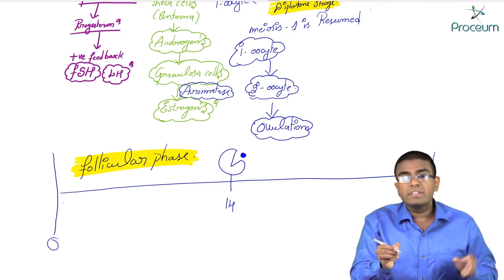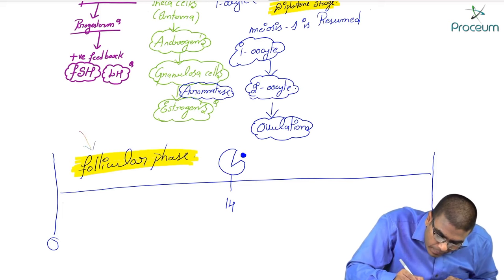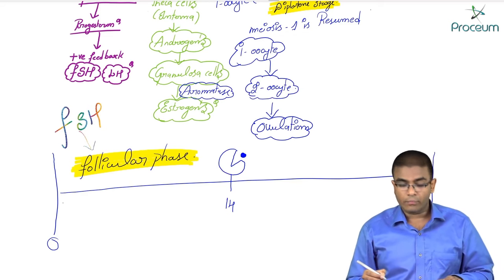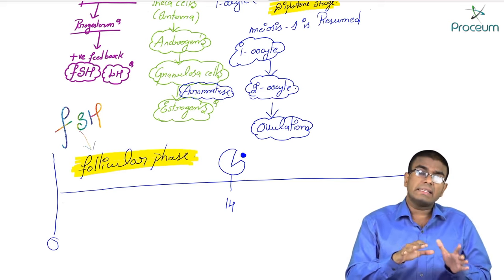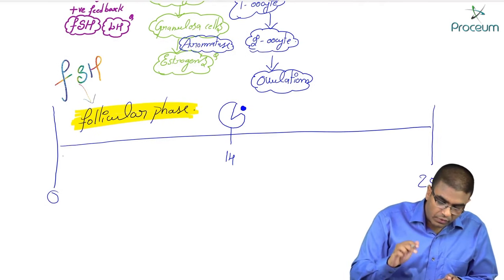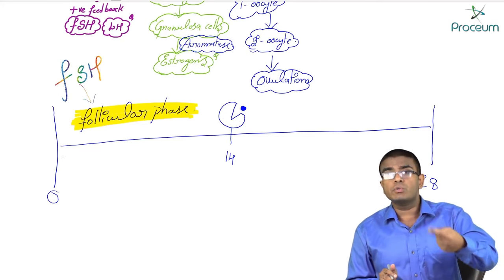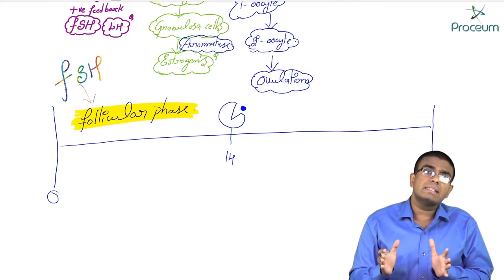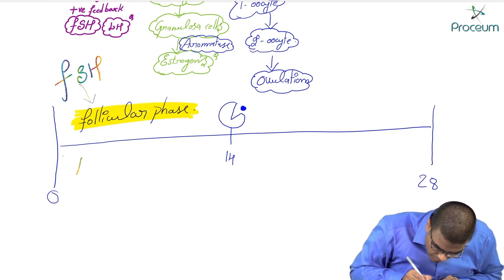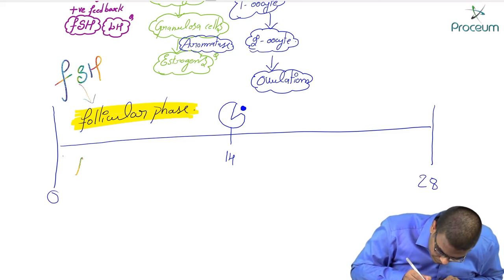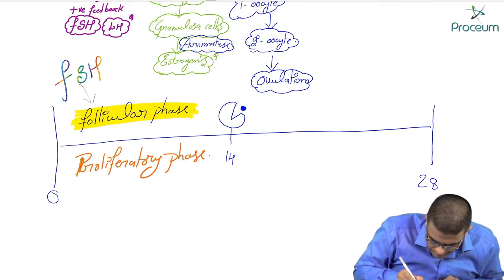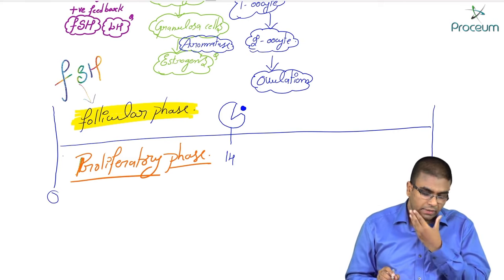What is the hormone which is stimulating these follicles? It's the FSH. It's the FSH which is stimulating the follicles. Now, this follicular phase in the ovaries coincides with which phase in the uterus? During the follicular phase of the ovaries, estrogen is produced, which brings out proliferative changes in the uterine endometrium. So in the first part of the menstrual cycle there is proliferation of the uterine endometrium. So I can call the first part of the menstrual cycle the proliferative phase as well.